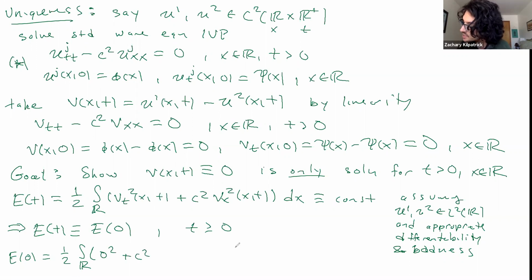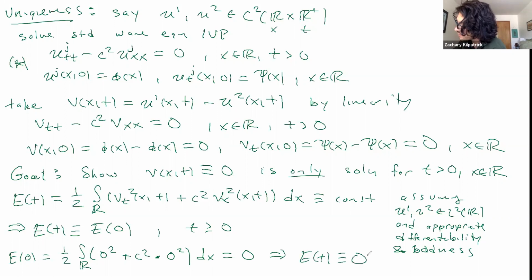V sub t would be here at 0. V sub x is just the derivative of 0, so that's 0. So I get 0 squared, and so this is 0. So that implies that E of t is equivalently 0.